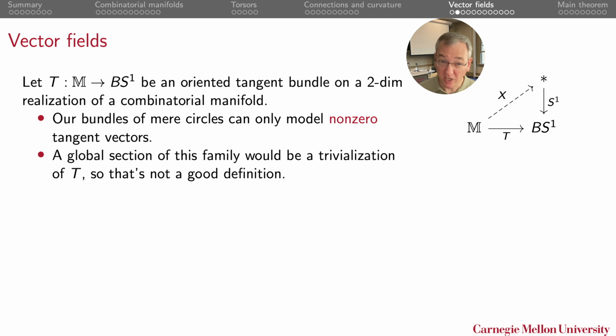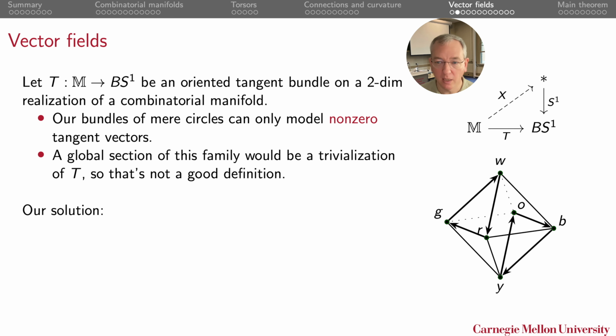So a global section of this family, in other words, a global non-vanishing vector field, would be a trivialization of T. It's literally, like you see on the right, a lift to ES1, to the point. So that's not a good definition of a vector field, because we literally can't have that a lot of the time. So this was a conundrum.